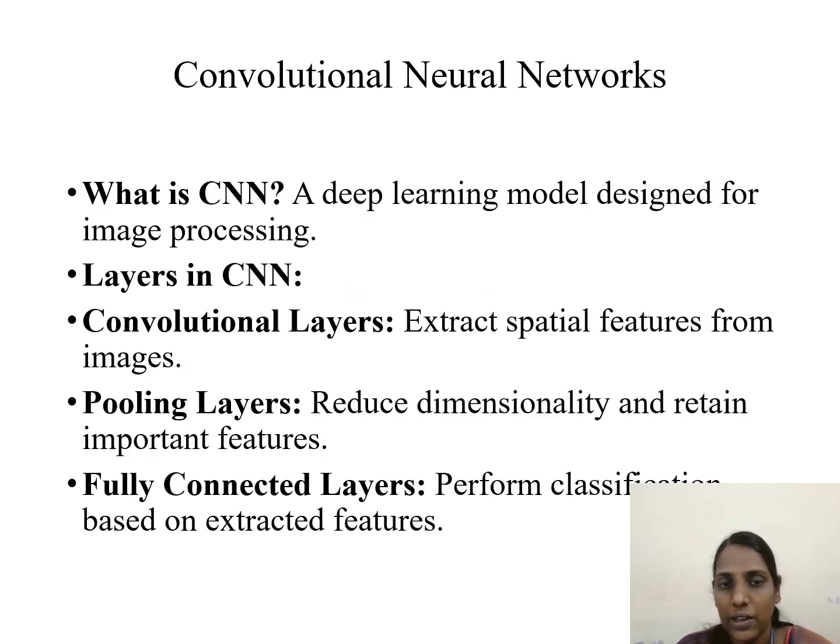We already saw in the diagram that CNN is a deep learning model designed for image processing. The layers we use are the convolutional layer, pooling layer, and fully connected layer. The convolutional layer is the first layer, where we extract all the features from the input, using many filters. Next, the pooling layer is used to reduce the dimensions. Then the fully connected layer extracts the features and does the classification, whether it is 0 or 1.